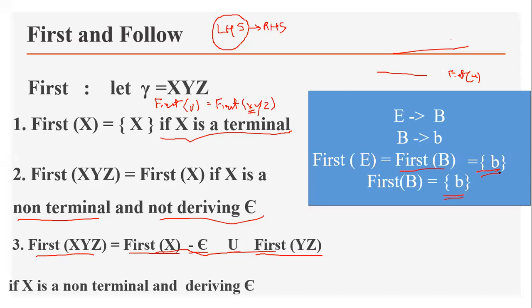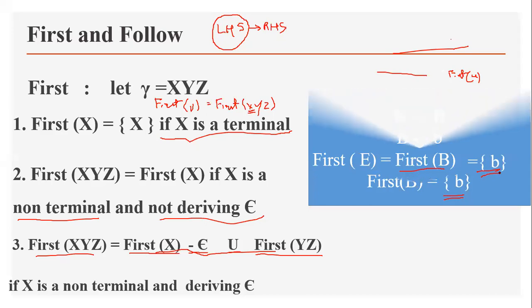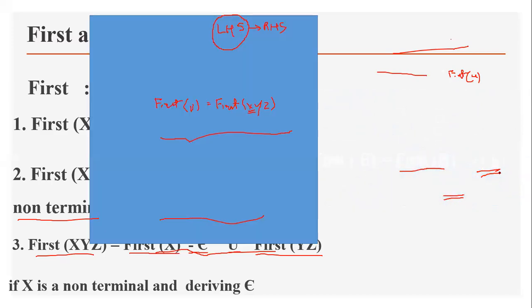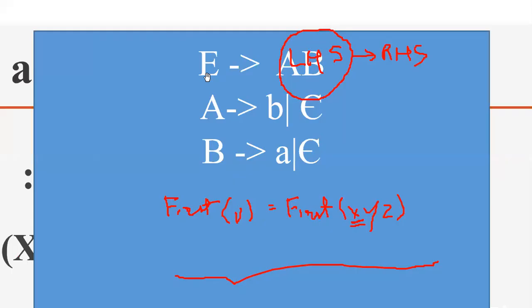Okay, we'll see the third case. See this example: E derives AB, A derives b or epsilon, B derives a or epsilon. This is the given question. You have to find first of E, first of A, first of B.